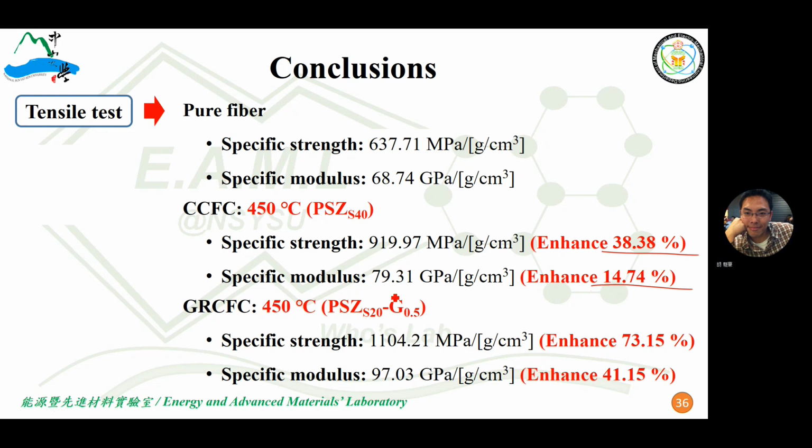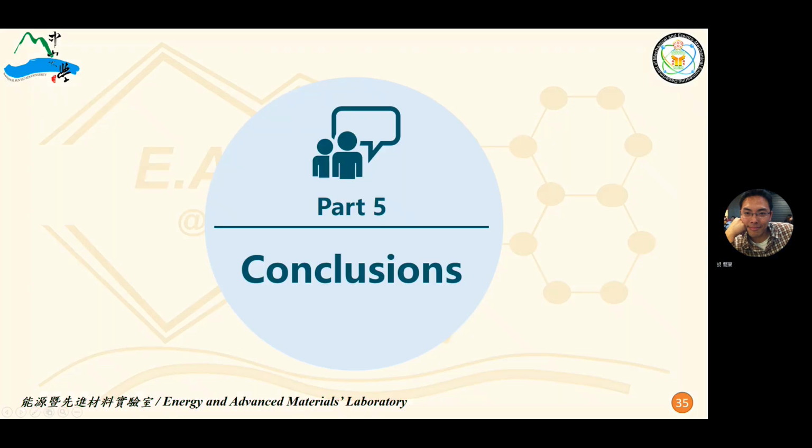the carbon fiber coated with 20% of polysilazane and incorporated with 0.5% of graphene, the specific strength is enhanced about 73%, and the specific modulus is enhanced about 40%.